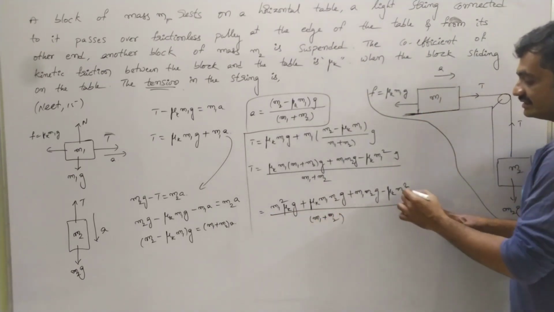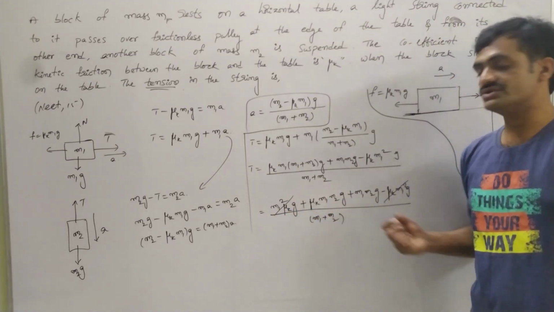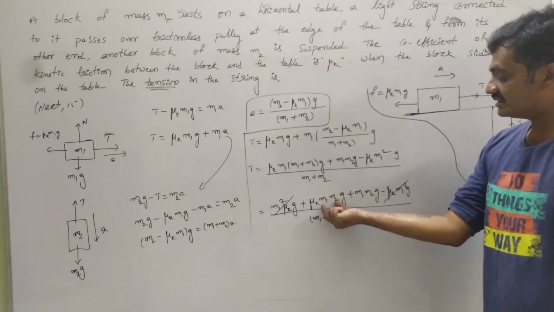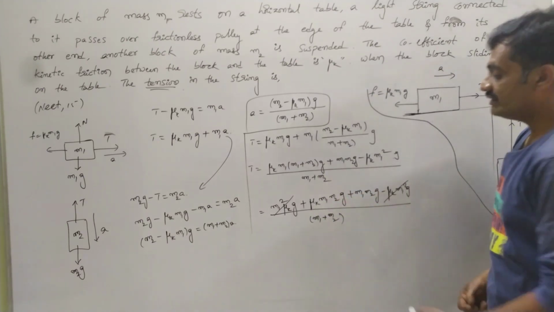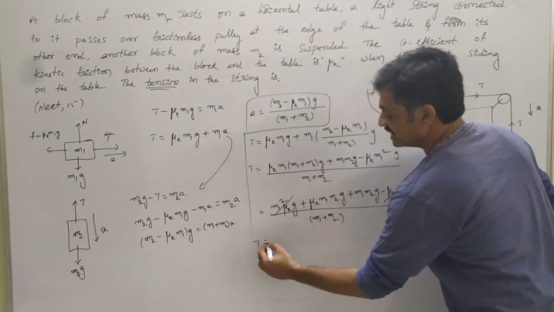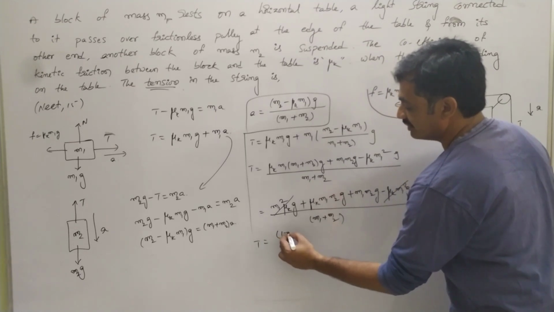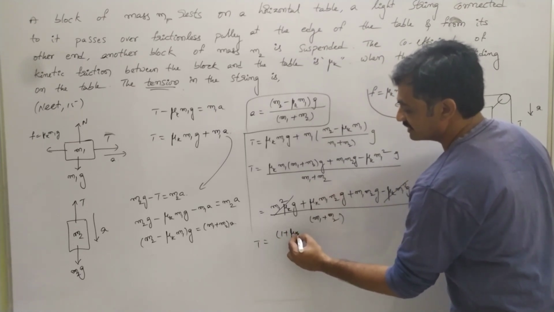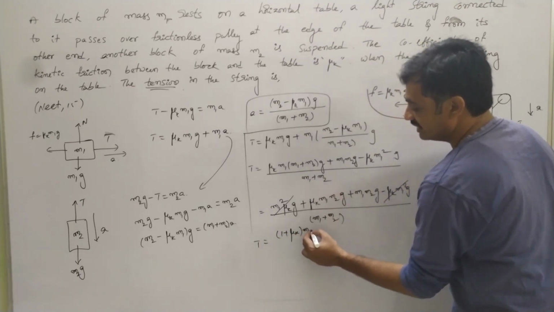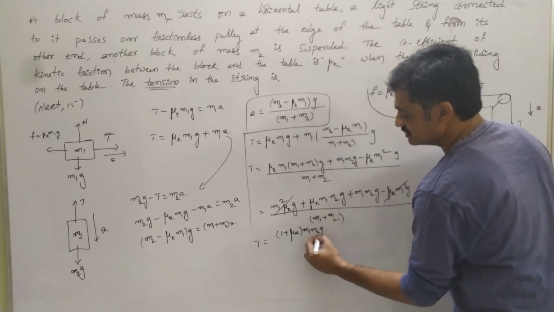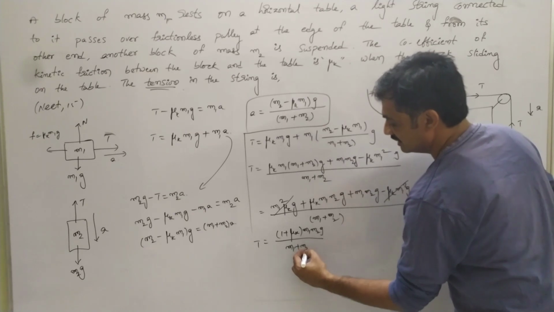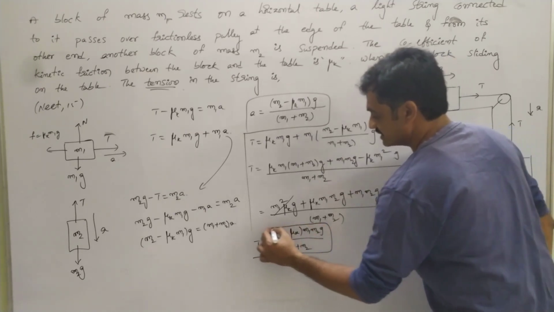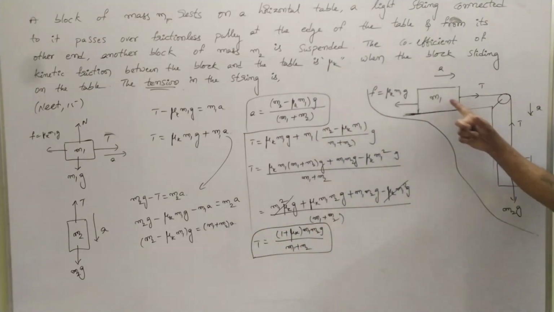As you observe, here mu_k m1 square into g gets cancelled. So here we have m1 into m2 into g as common. If we take m1 m2 g as common, then we have (1 plus mu_k) into m1 m2 into g by (m1 plus m2). This represents the tension in this pulley block system.